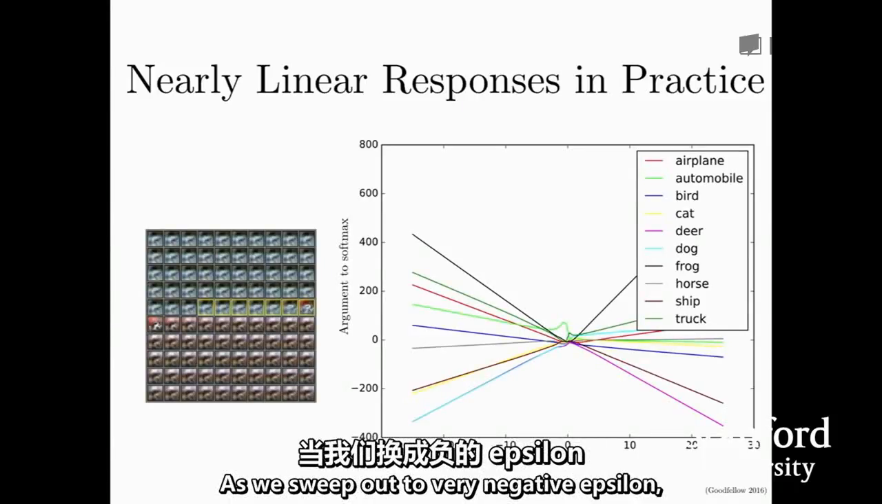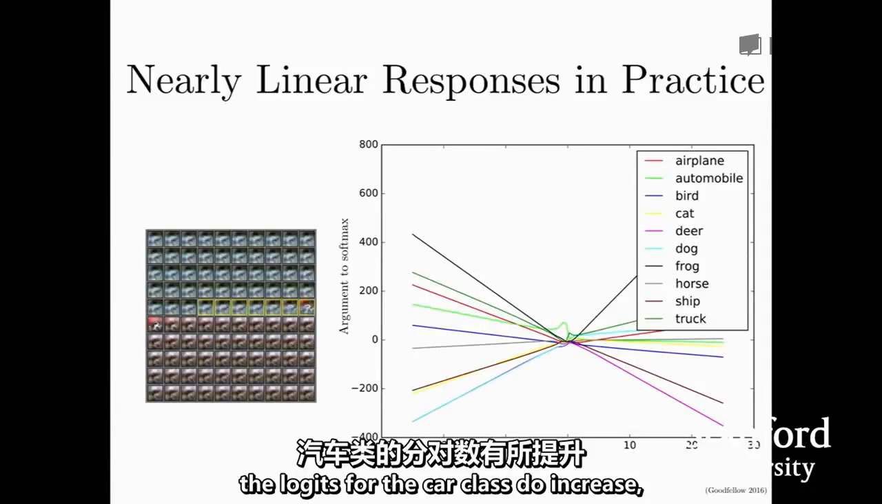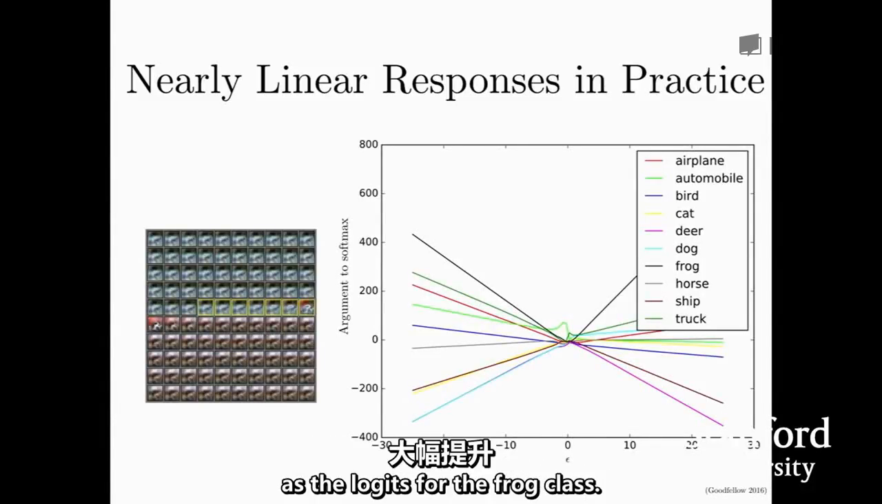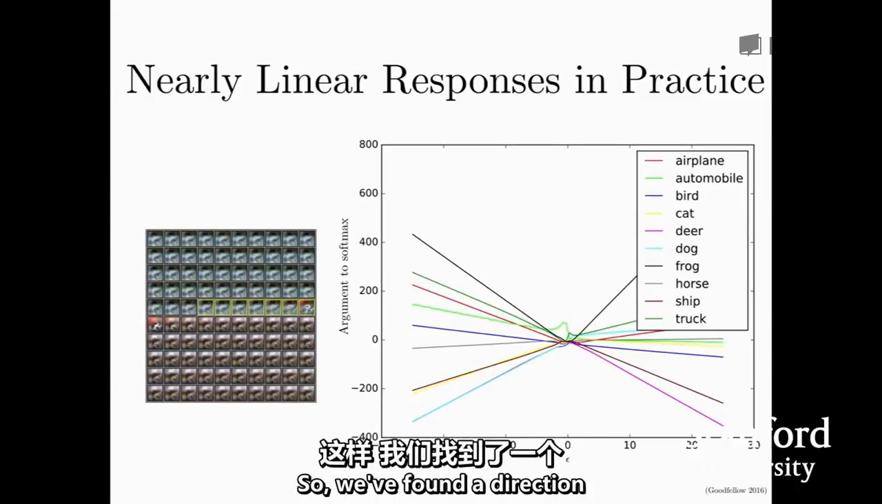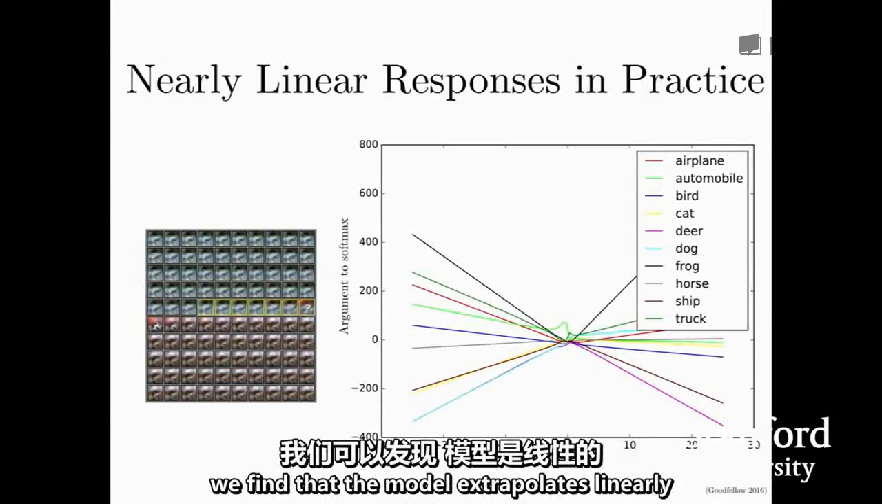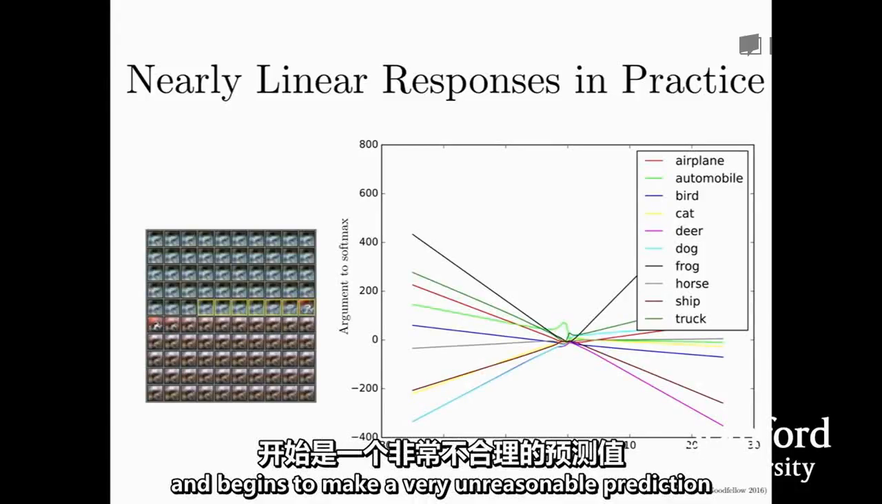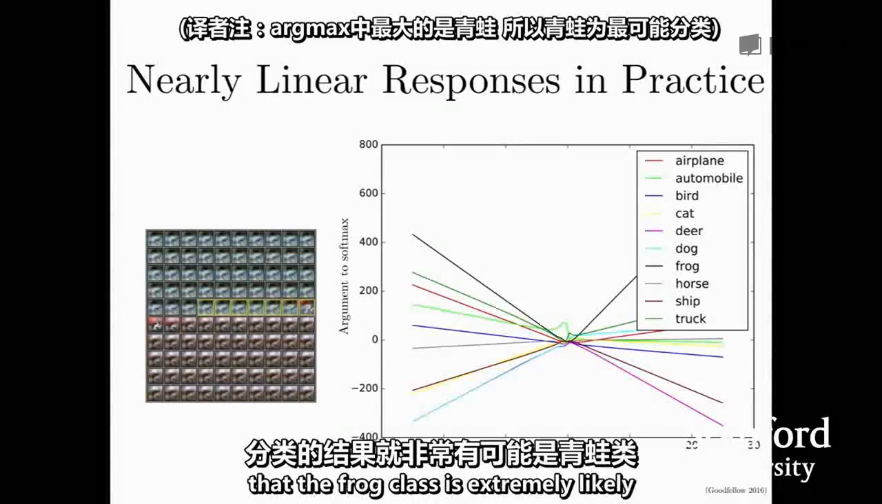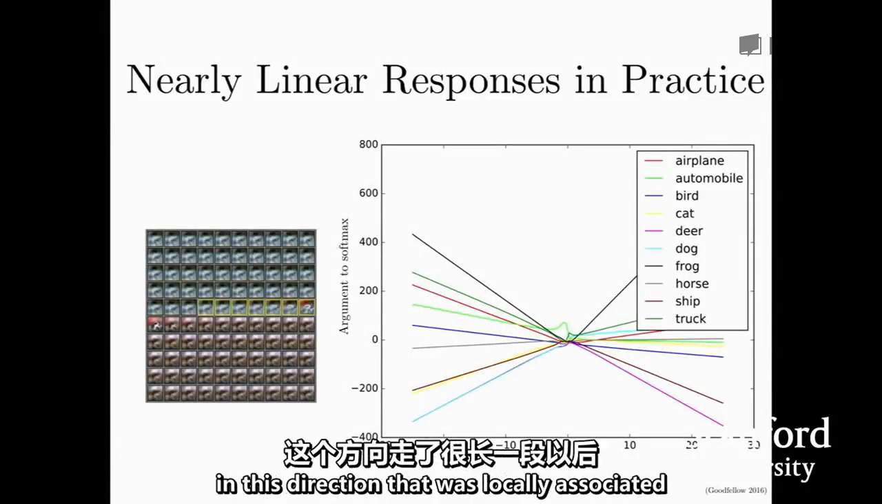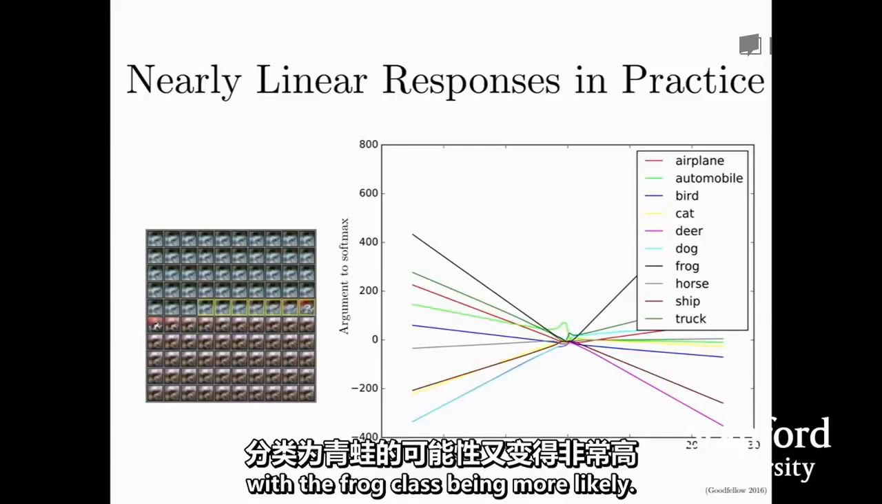And as we sweep out to very negative epsilon, the logits for the car class do increase, but they don't increase nearly as quickly as the logits for the frog class. So we found a direction that's associated with the frog class, and as we follow it out to a relatively large perturbation, we find that the model extrapolates linearly and begins to make a very unreasonable prediction that the frog class is extremely likely, just because we've moved for a long time in this direction that was locally associated with the frog class being more likely.